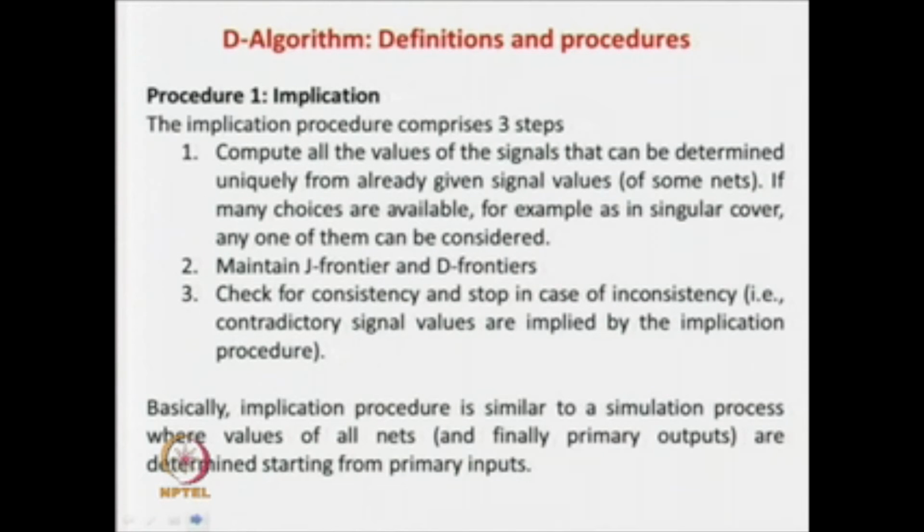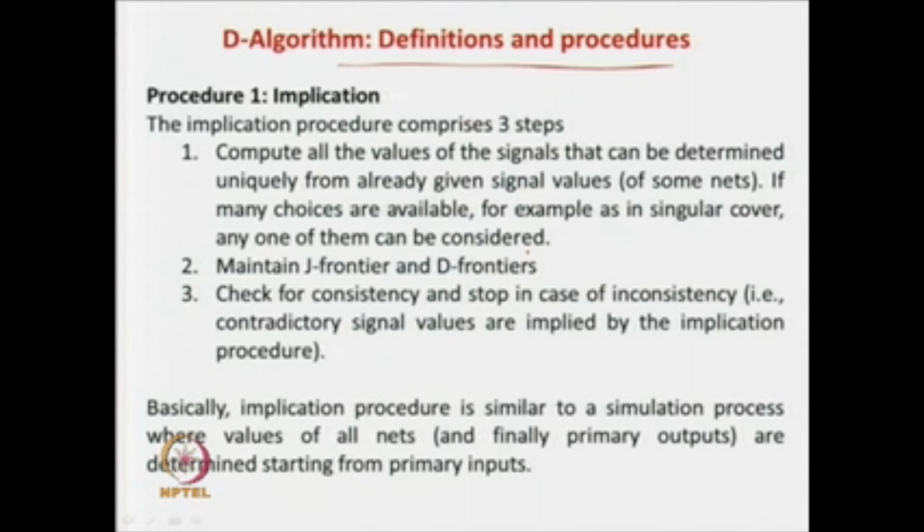So now we will go to the D algorithm. We were looking at some definitions, now we will see some procedures, that is some sub-algorithms or sub-steps of this one. The first sub-step is called the implication. The implication procedure is a sub-module of the D algorithm. It comprises 3 steps. Compute all the values of the signals that can be derived uniquely from the given signal values of some nets. If many choices are available, for example a singular cover, any one of them is considered.